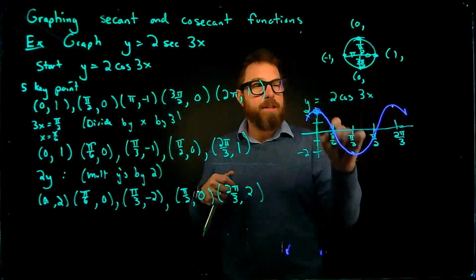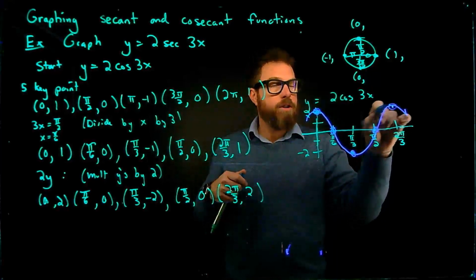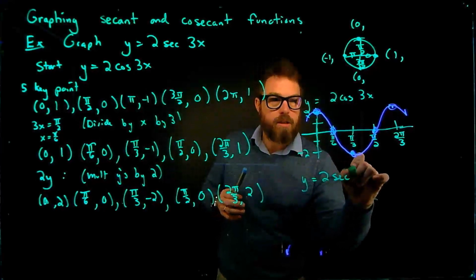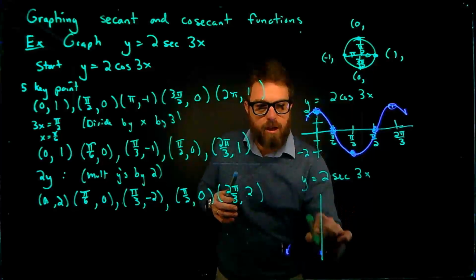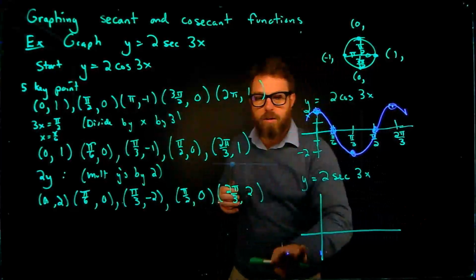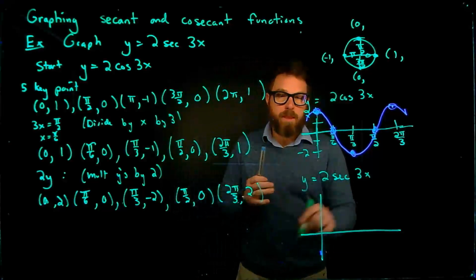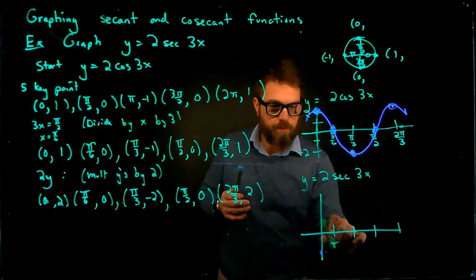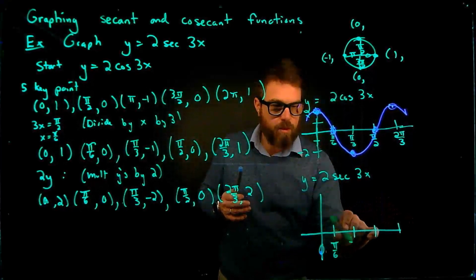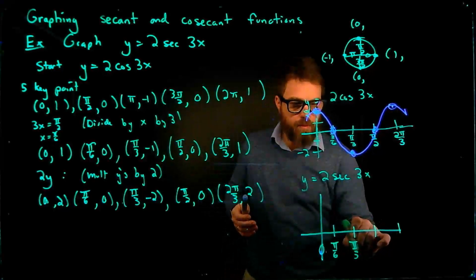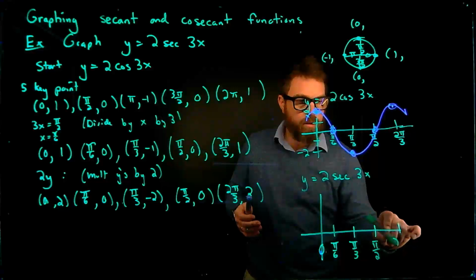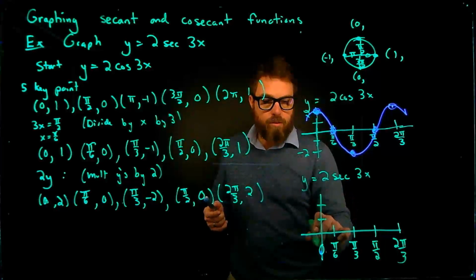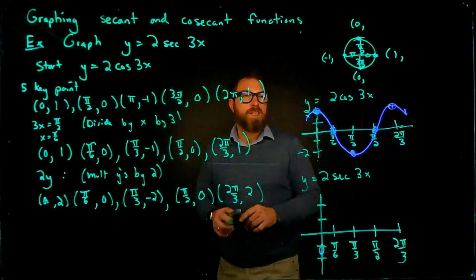Now again, I have these nice key points of the cosine function. So when I want to graph y is equal to 2 secant of 3x, these key points are very much related to the key points here. So I know I'm going to go to the same angles: 0, pi over 3, pi over 2, 2 pi over 3. And then almost the same outputs, except only at the key points, not at the max and min.